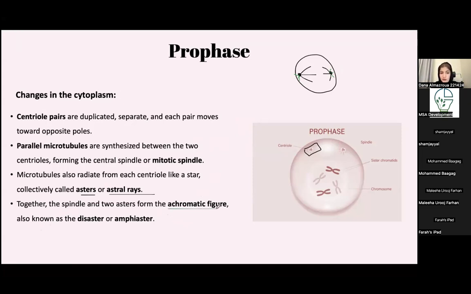Now together, this is just another terminology: the spindles with the asters form what is known as the achromatic figure, also known as diaster or amphiaster. Okay, this is just terminology for you to remember. So this whole structure here, the mitotic spindles and the asters, are known together as the achromatic figure. I know it's overwhelming terminology sometimes, and there are a lot of names to remember, but when you, inshallah, hear them repetitively, they get easier.